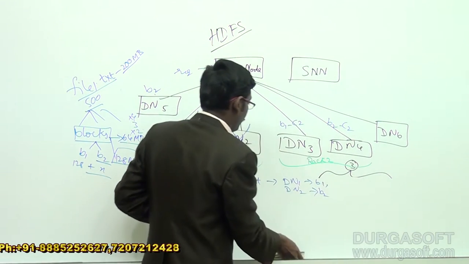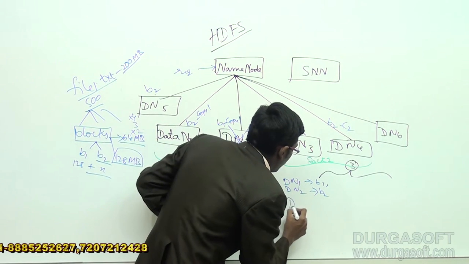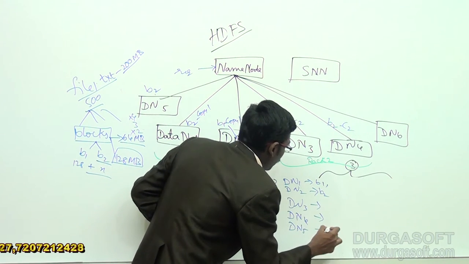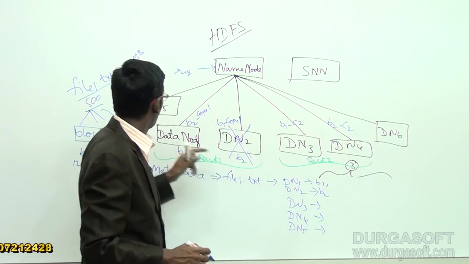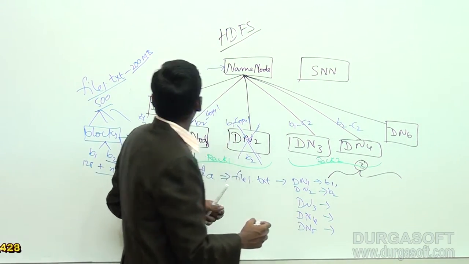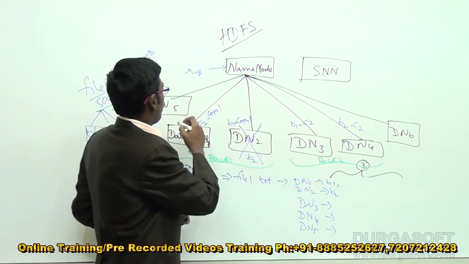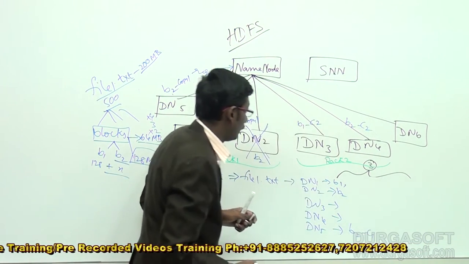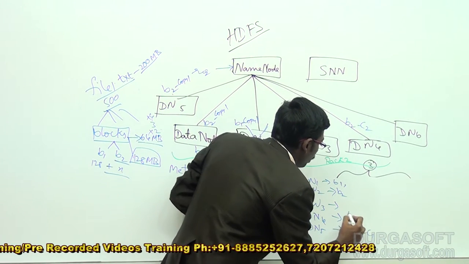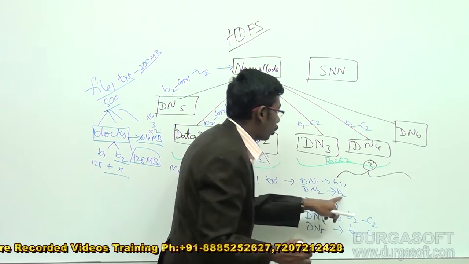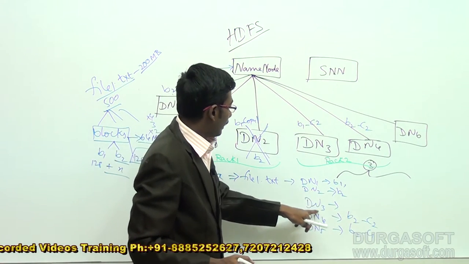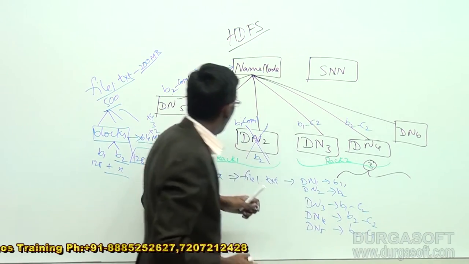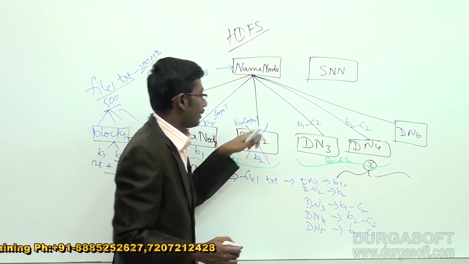I change these directories: data node 3, data node 4, data node 5. Let me tell you where we have the copies. B1, B2, and in DN5 we have B2 copy 1, B2 copy 1, and B2 copy 2 is held in DN4. The actual B2 is in data node 2, and DN3 maintains B1's second copy, and data node 2 is only holding B1's first copy.